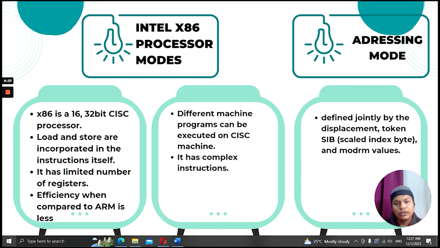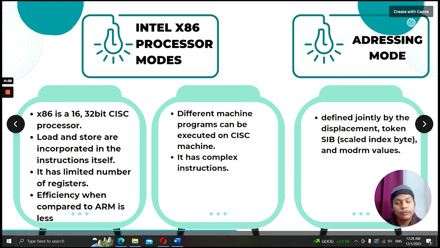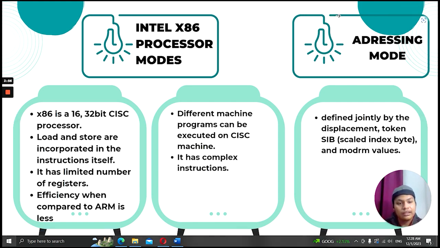Different machine programs can be executed on a CISC machine. It has a complete instruction set. The x86 architecture has variable instruction length, is primarily CISC, and was designed with an emphasis on backward compatibility. The instruction set is not typical CISC, however, but basically an extended version of the simple 8-bit 8008 and 8080. The addressing mode is defined jointly by the displacement, the SIB scale byte, and the ModR/M value.